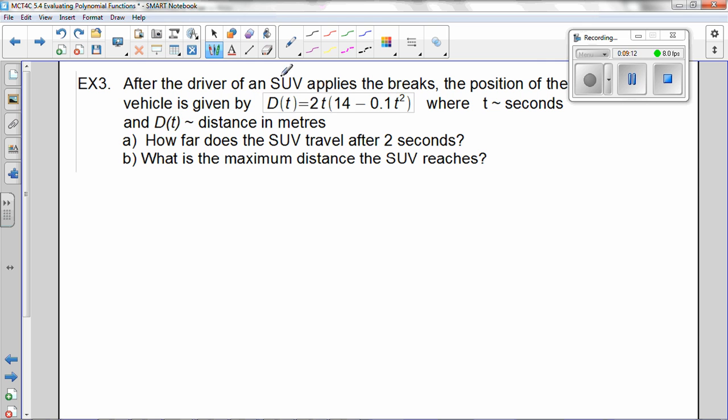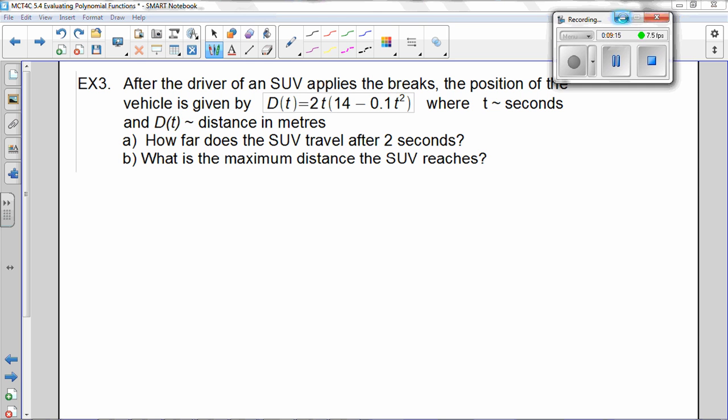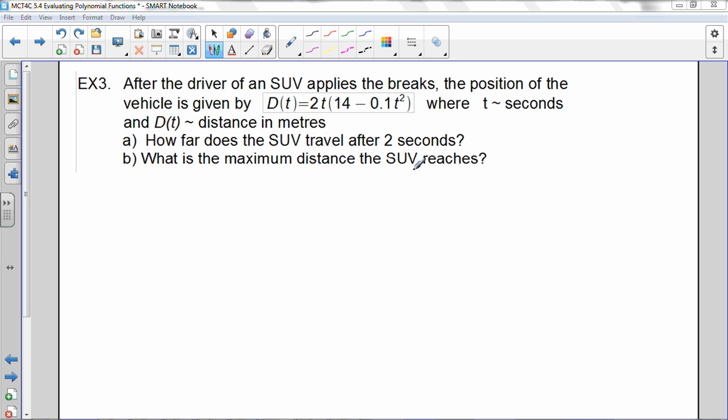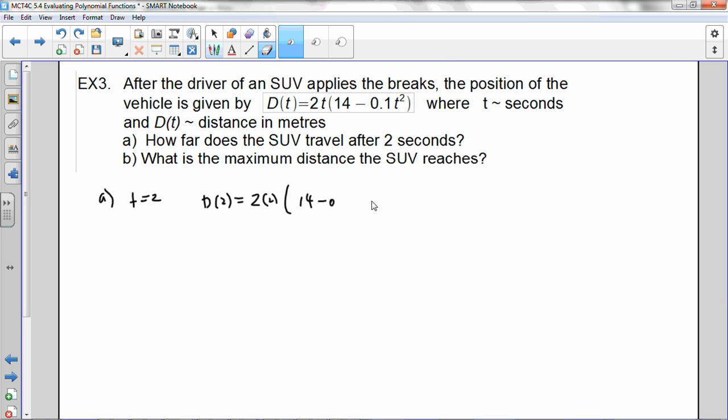After the driver of an SUV applies the brakes, the position of the vehicle is given by that function, where t is in seconds and the distance is in meters. How far does the SUV travel after 2 seconds? That's not very hard, is it? That's t equals 2, so I just want to calculate d at 2. Messy. And then 2 squared, right? And fire that into a calculator.